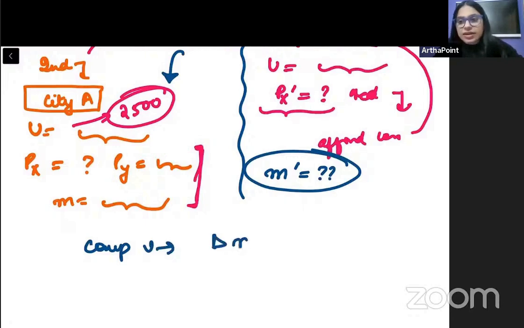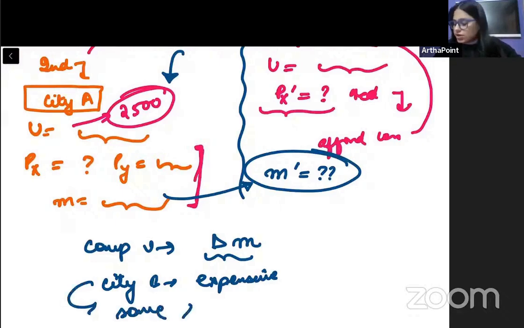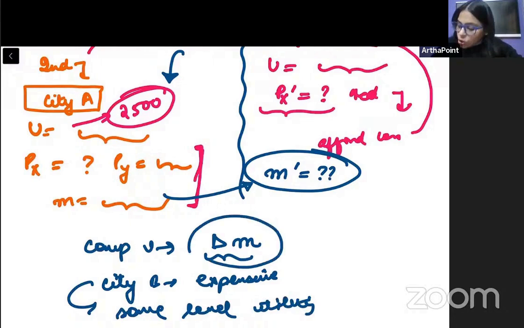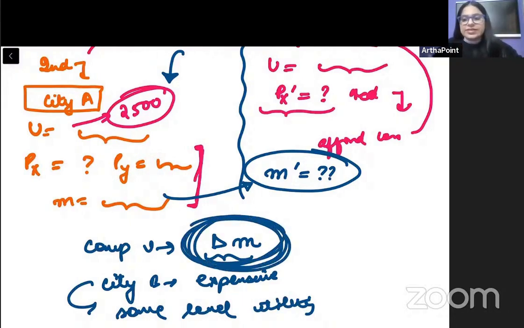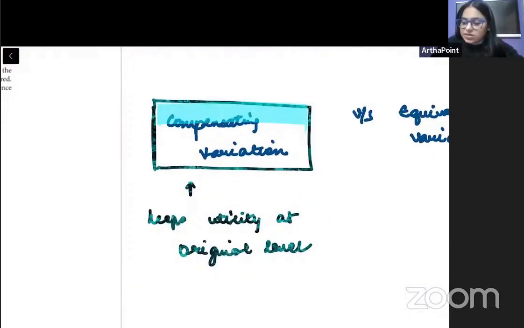The extra income that this person will get. Why will he get extra income? Because city B is expensive and he wants the same level of utility, the same utility he was getting earlier. The extra compensation he will get is called compensating variation. Am I clear with this? I have given a numerical on this concept using the same example.